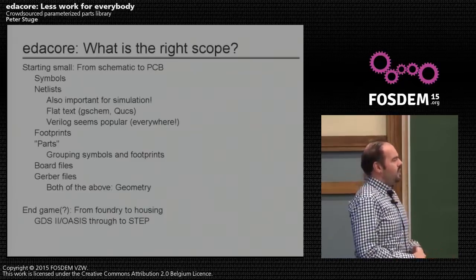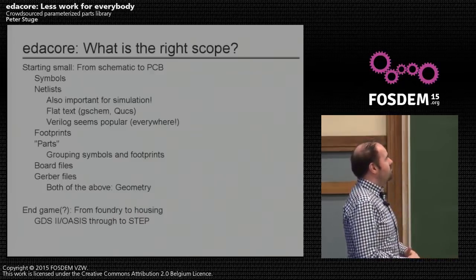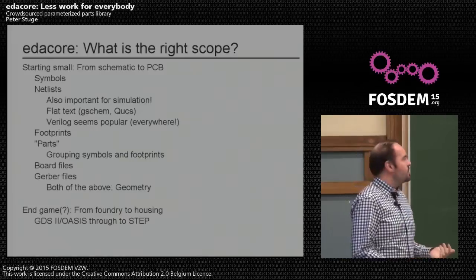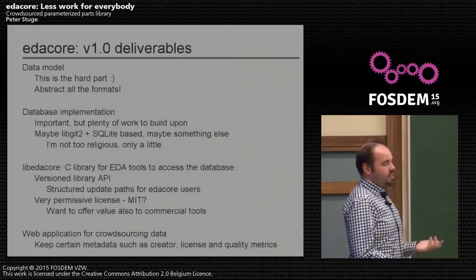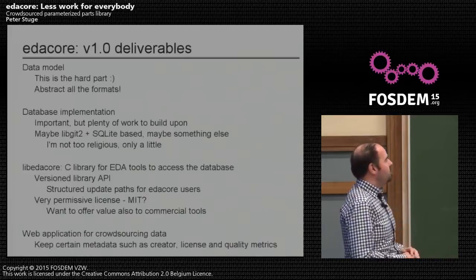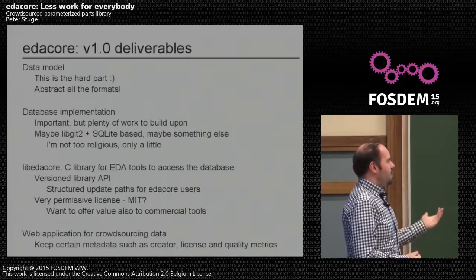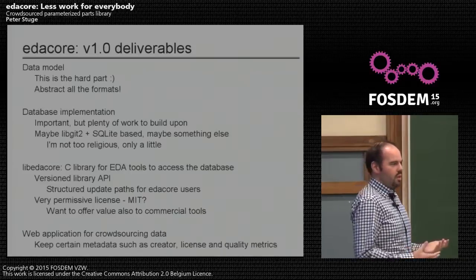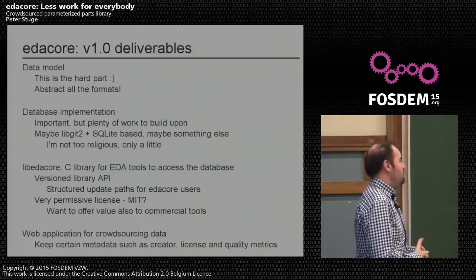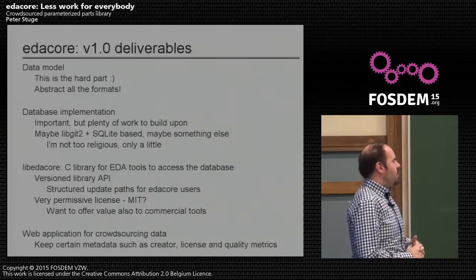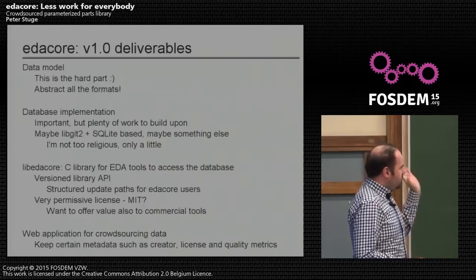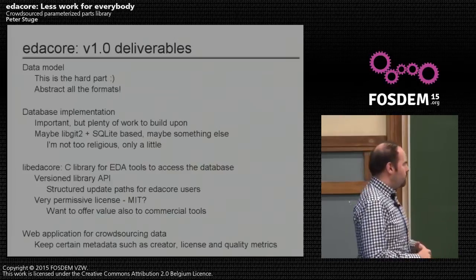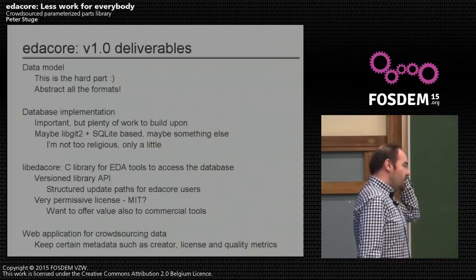What I think should be in 1.0 is the start of a data model. So abstracting the formats that are there so far, and some kind of database implementation for this model. I envision a C library for accessing the data. So this is what application developers can use, should use, to work with this data. Nicely versioned and easy to use, and with a permissive license so that it can be used really everywhere without any problems, and we just get it out there.